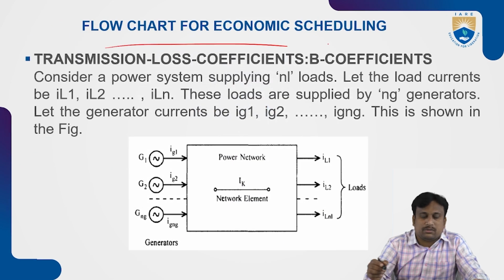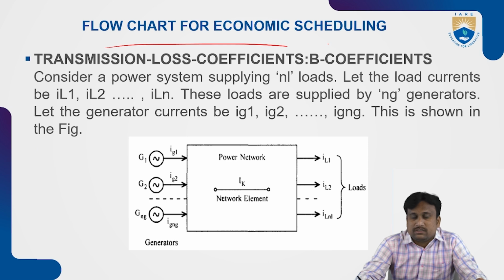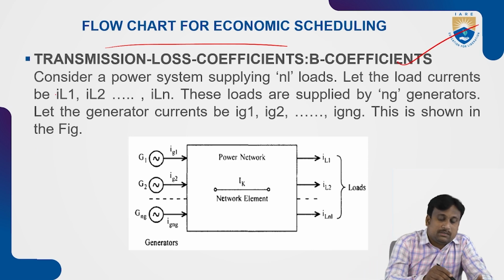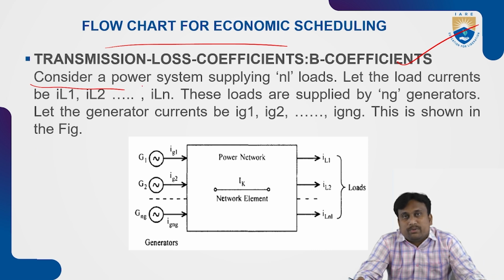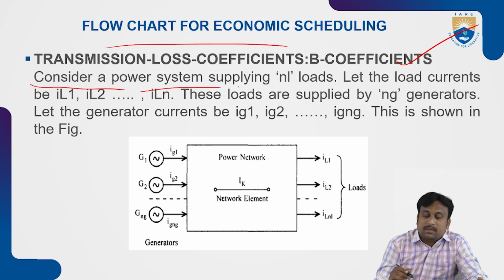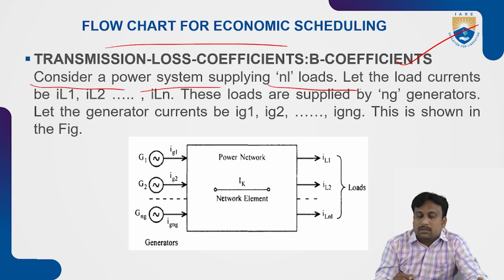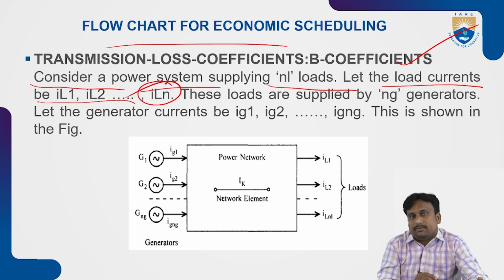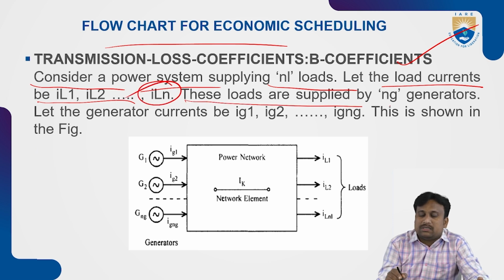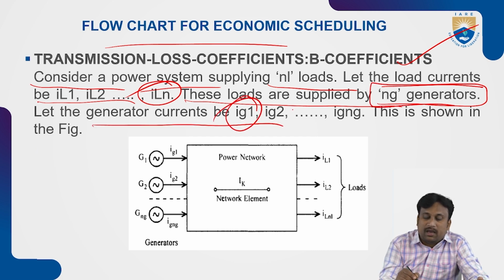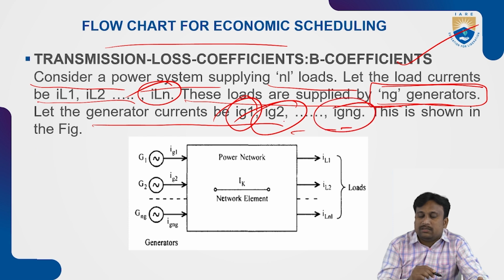So coming to the transmission loss coefficients, which are called B coefficients. First of all, we need to consider a simple power system having NL loads. Let the load currents be IL1, IL2 and so on up to ILNL. These loads are supplied by NG generators.